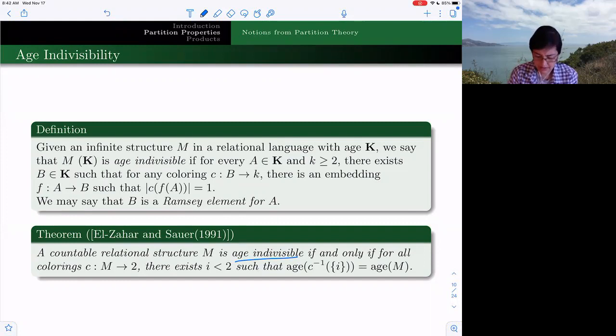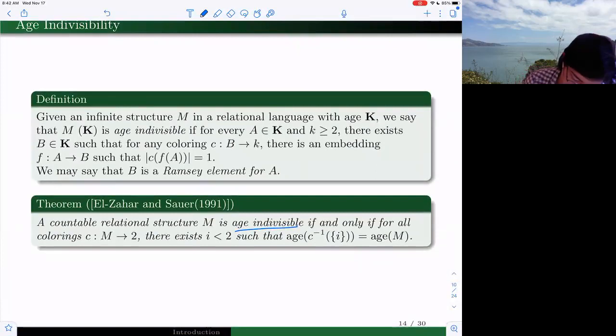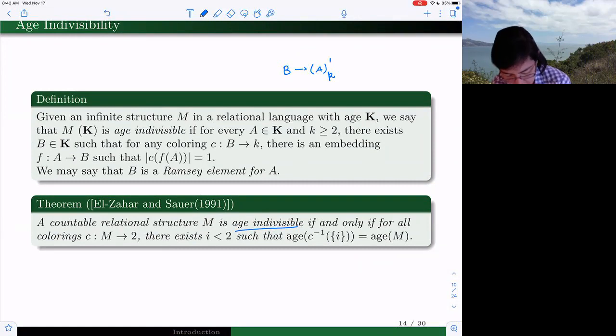So it's not quite the Ramsey property, right? And you could think about that. Right, so age indivisibility, you could also say that for every A, there exists a B. Okay, and then when you color with k colors, right, you're coloring the points with k colors, and then you get a copy of A in B that's all 1 color.